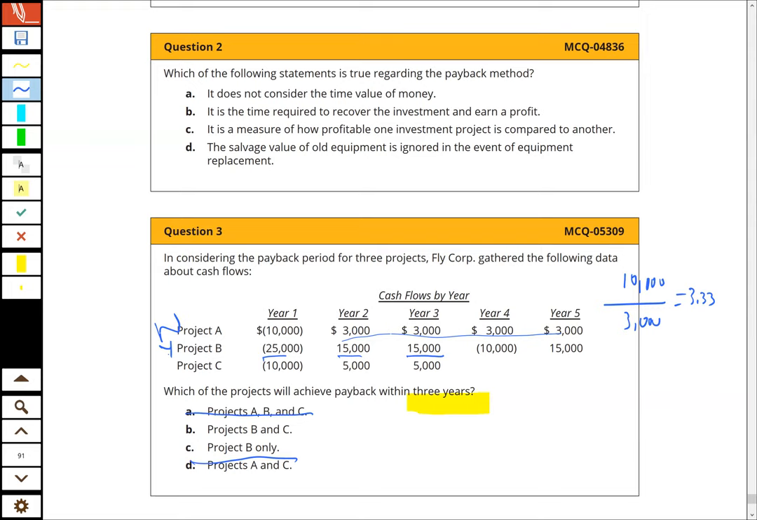And then I look at Project C, and hey, only two cash flows to deal with. In the third year, by December 31st of the third year, they're going to have gotten it, and you say, how do you know it's December 31st? Well, I don't know. Could be January 1st, could be December 31st, but they're going to get it by year three, right? And so Project C is also a yes.